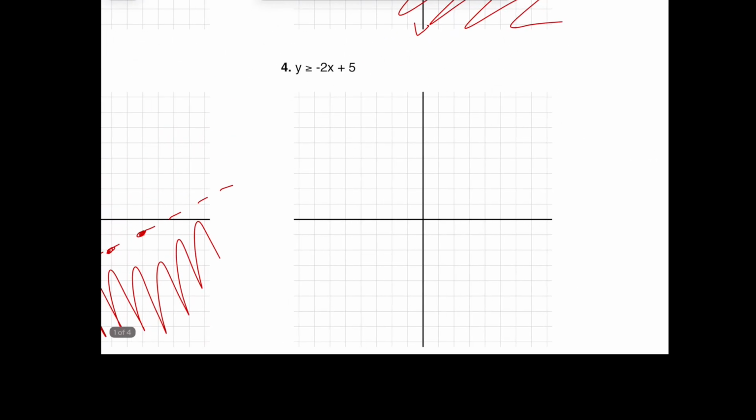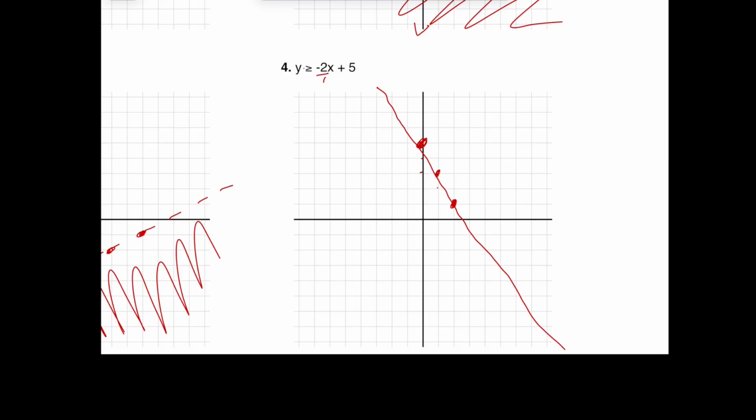I'm going to do a line just like normal. 1, 2, 3, 4, 5. My slope is going to be down 2 over 1. Down 2 over 1. Is it dashed or solid? Well, I have that equal sign right there, so I'm going to go ahead and do it solid.